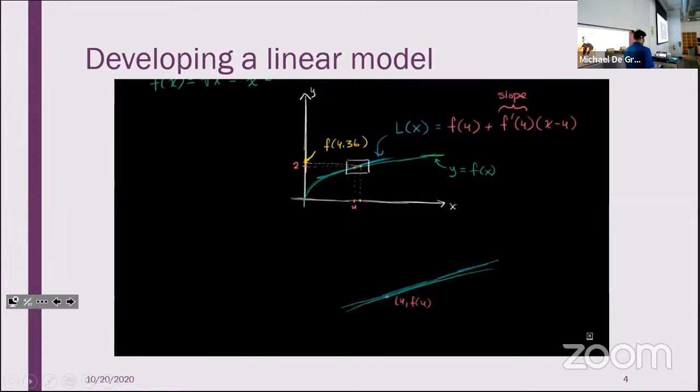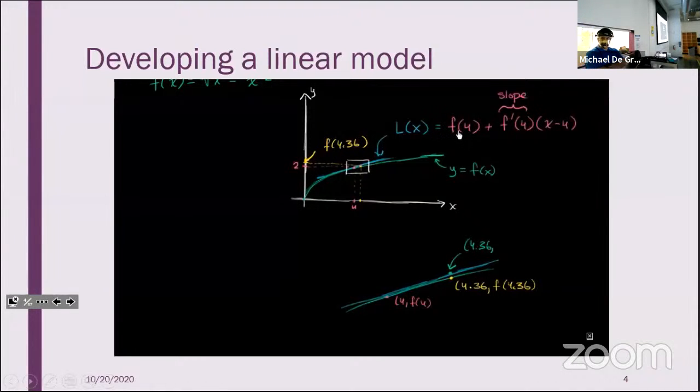And let's say this right over here is the point 4.36 comma f of 4.36. And the way we're going to approximate this value is to figure out what this value is right over here. And what is this one going to be? This right over here is going to be 4.36 comma L of 4.36, this line evaluated when x is equal to 4.36. And what is that going to be equal to? Well, let's just evaluate it.